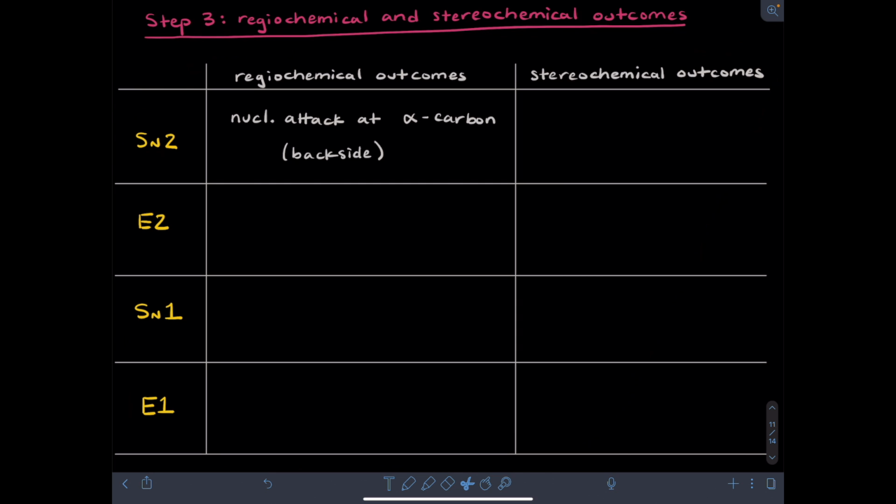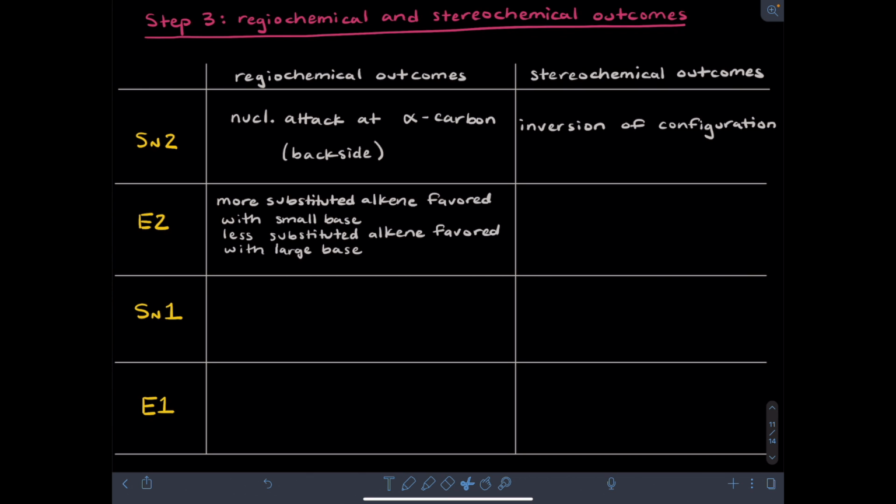The regiochemical outcome for SN2 reactions is that the nucleophilic attack will always occur at the alpha carbon itself, the one attached to the halide. And the nucleophile comes into the backside of this alpha carbon, opposite the leaving group. The stereochemical outcome for SN2 is that an inversion of configuration takes place at the alpha carbon.